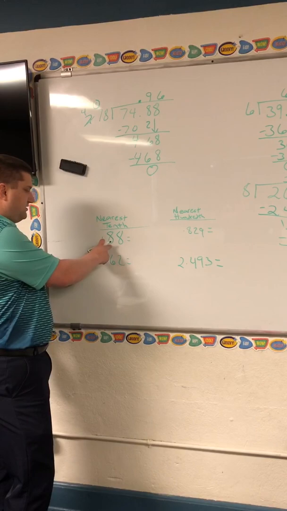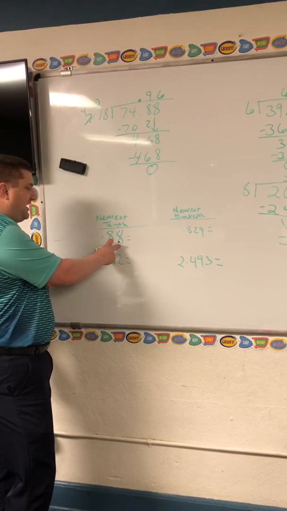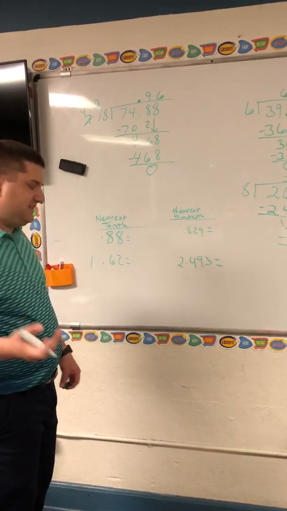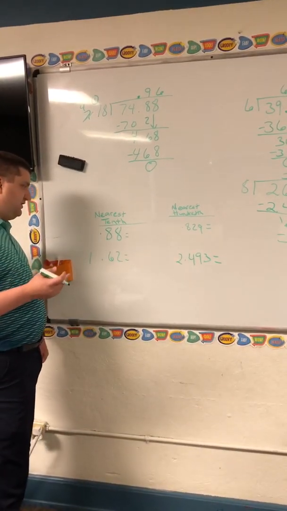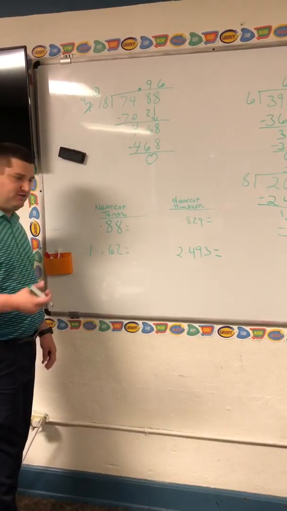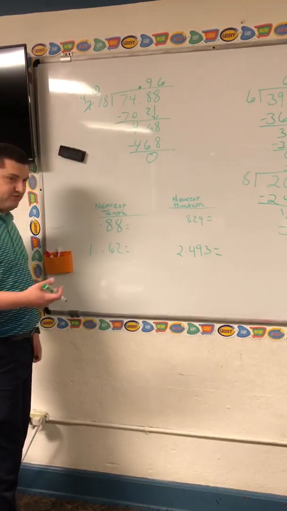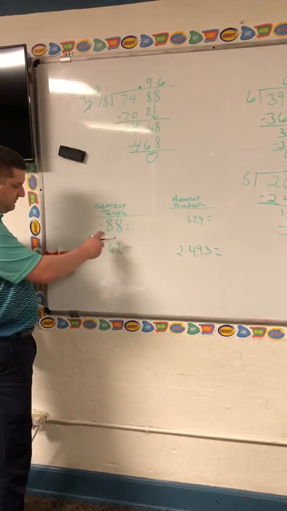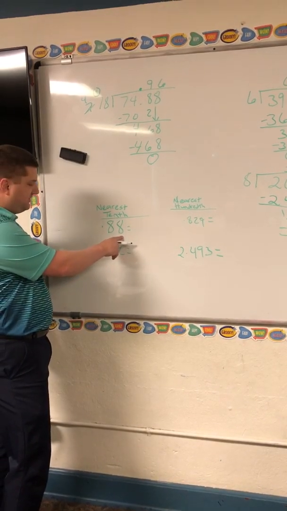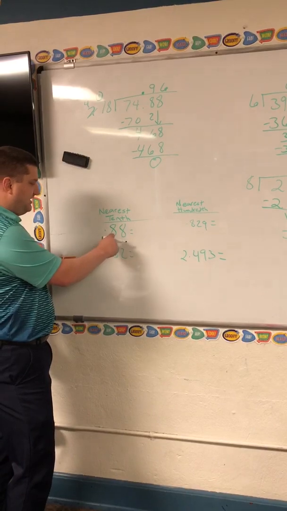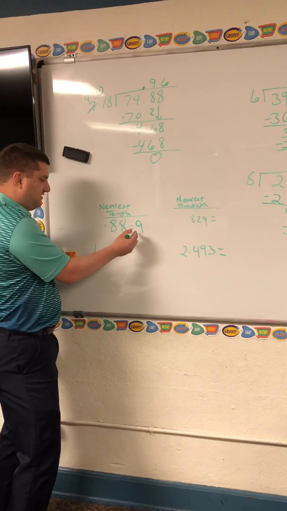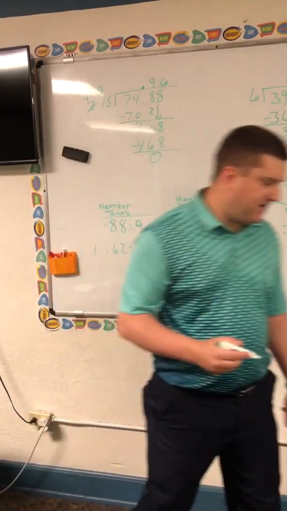Okay. Remember, if the number to the right of your rounding number is 4 or less, you round down or stay the same. If it's 5 or more, you round up to the nearest tenth. Okay? So we look at the 8, and directly to the right is another 8. 8 is more than 5, so this 8 here becomes a 9. So the nearest tenth is 0.9. Okay?